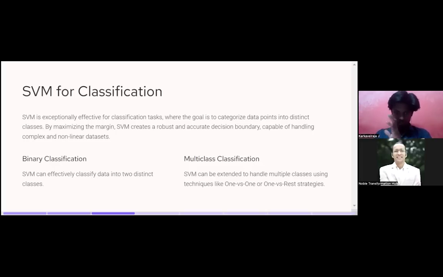Multi-class classification can be extended to handle multiple classes, using techniques like one versus one or one versus rest strategies. So we can use SVM for classifying two different classes or more than two distinct classes. Okay, that's it. So this is all about SVM for classification.